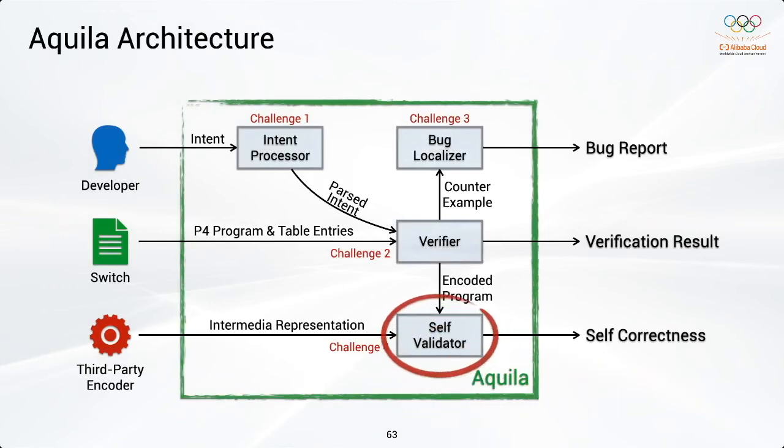The last part of Aquila is the self-validation. We use a cross-checking algorithm to prevent buggy verification results. In this talk, I will skip this part. Please see more details in our paper.